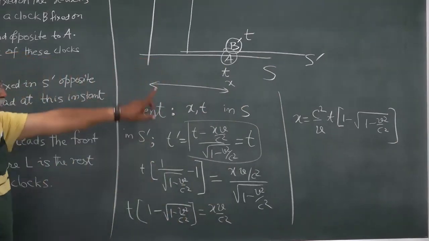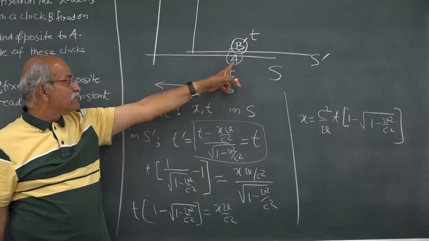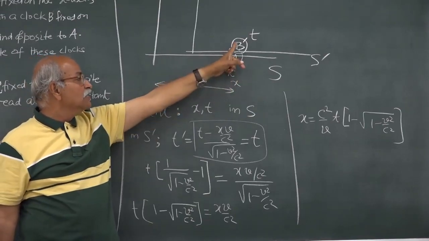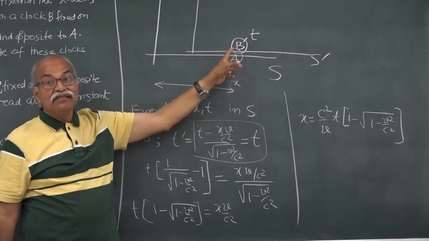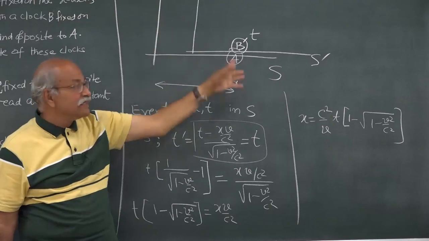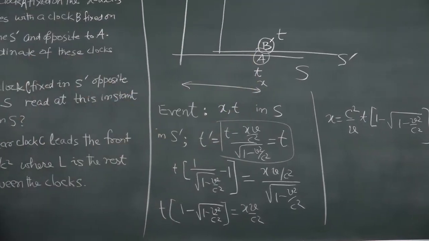So, that is the coordinate. At this coordinate, the clock of S frame and, at the same position, the clock B of S prime coincide. The readings coincide. They agree with each other. This is t, this is t. So, that is our first part.